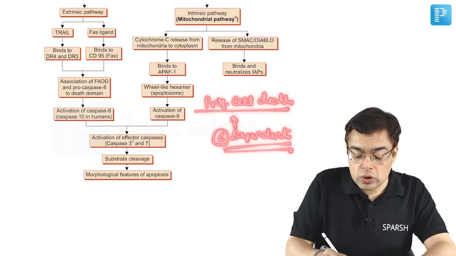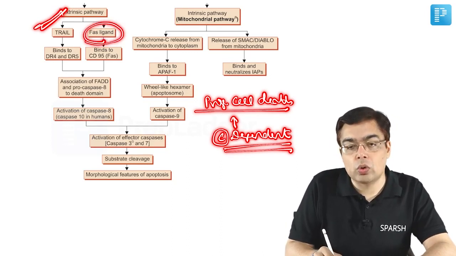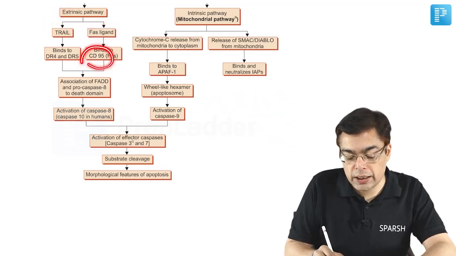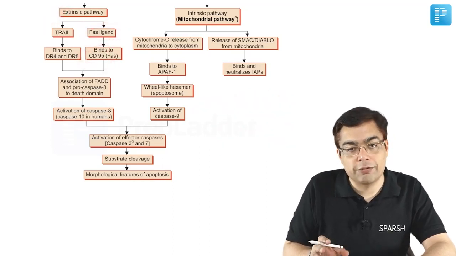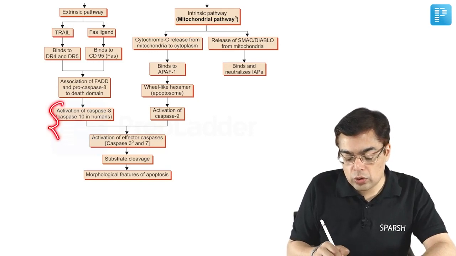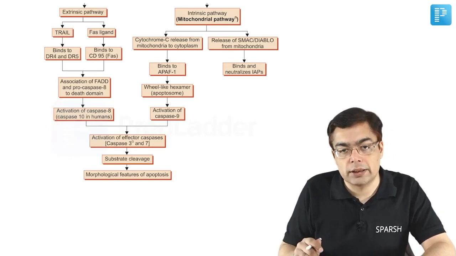Of course, when we are talking about extrinsic pathway, we have to remember the role of FAS, we have to remember the role of CD95, we have to remember the role of TNF alpha, and not to forget the role of the initiator and the executioner caspases.